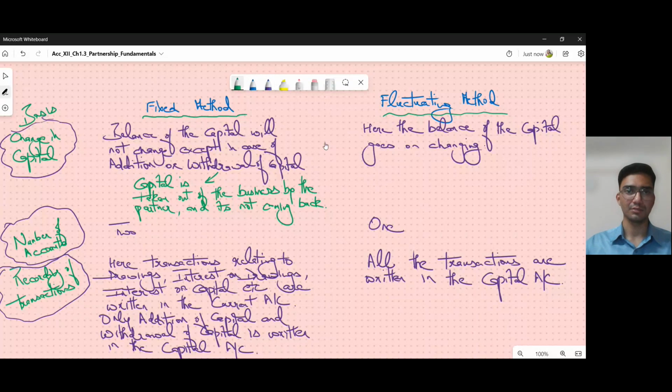Now, this point that I was talking about here, I said capital is taken out of the business by the partner and it is not coming back. That is what withdrawal of capital means. When I talk about drawings, it is something which the partner has withdrawn, but he's going to bring it back and give it back to the business. So there is a distinction between withdrawal of capital and drawings that must be remembered, right? So we'll continue further on. For now, we'll stop over here.